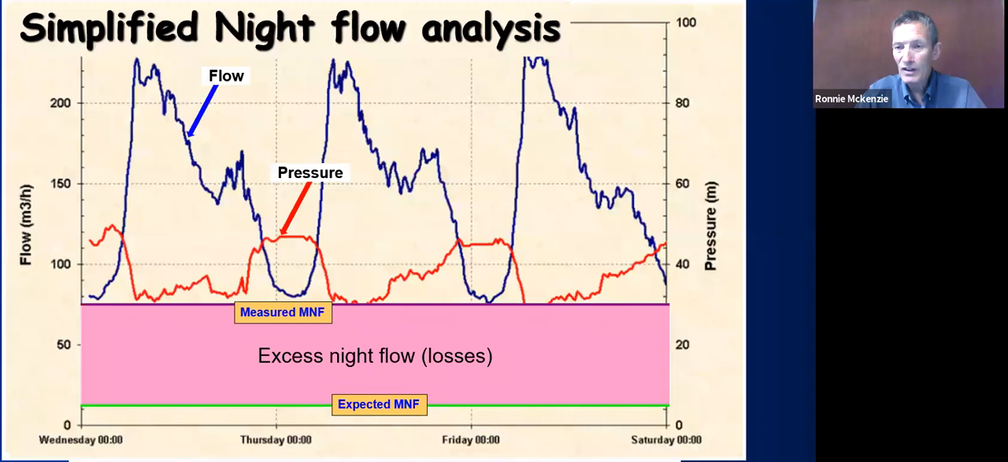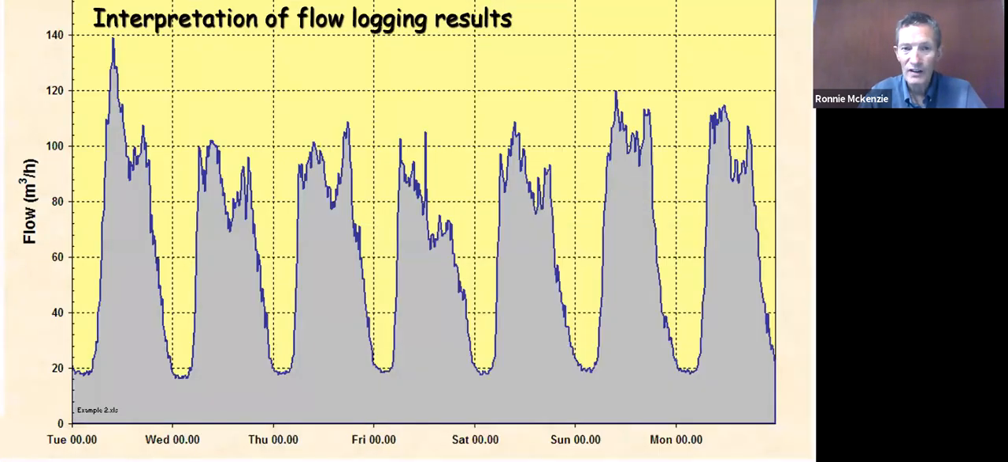The difference between your measured minimum night flow and your expected minimum night flow is then an indication of whether you have a leakage problem or not. So that purple area is your unexpected night flow. You're not quite sure what it's there for. It could be leakage. It might be caused by something else. But there's a strong possibility that it is leakage. And what we're trying to do is identify the zones that have the biggest problem and spend our time and effort fixing it.